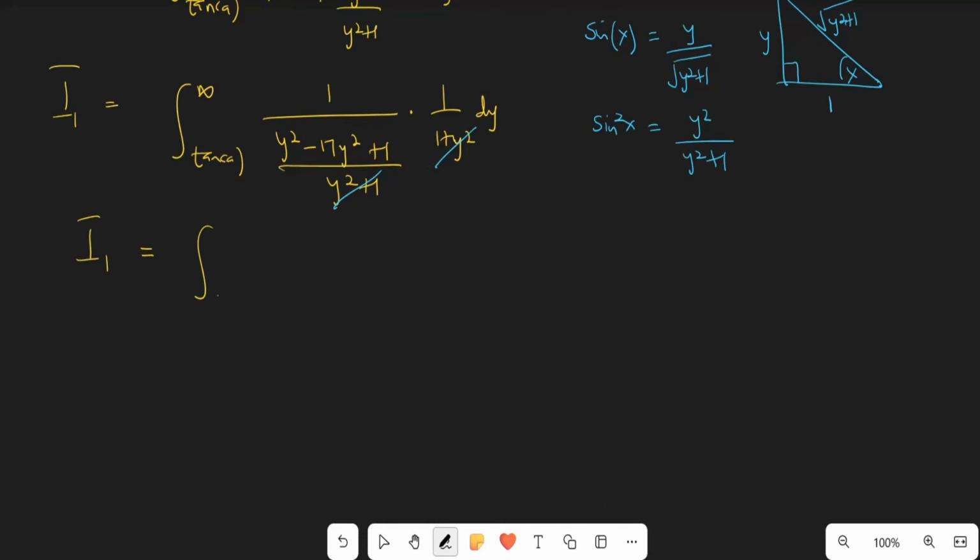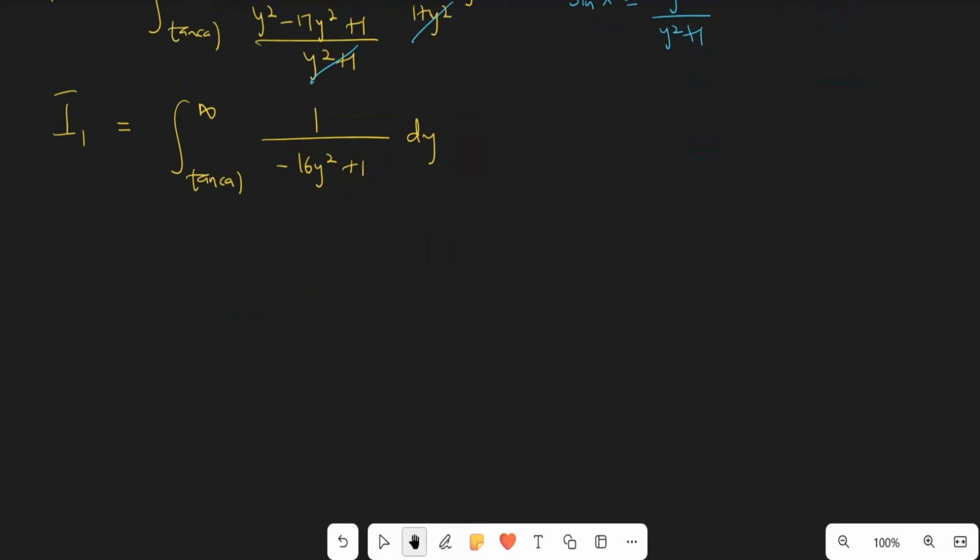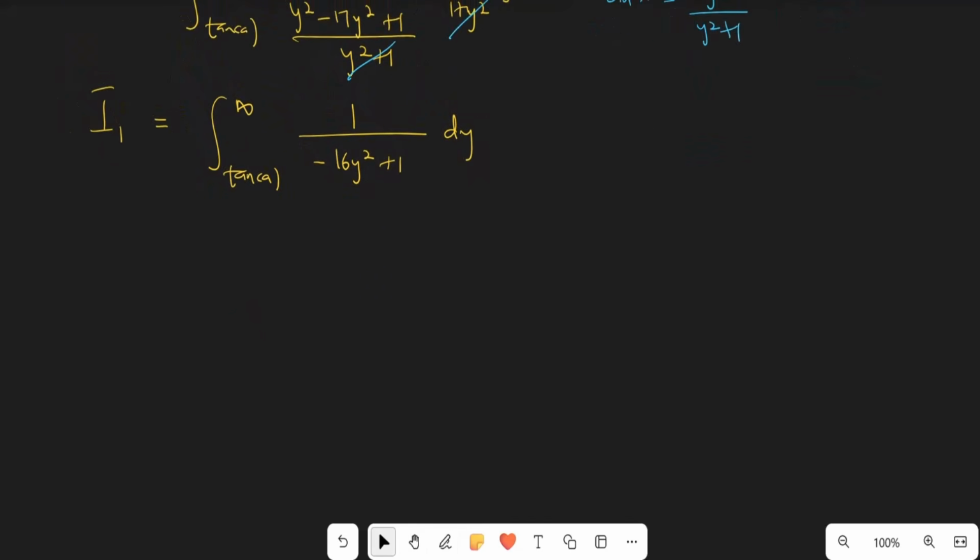I1 is equal to the integral from the tan of a to infinity of 1 all over. This one is now what? This is negative 16, right? Negative 16y squared plus 1, and then dy. Alright, cool. Now this negative 16, I can write it like this.